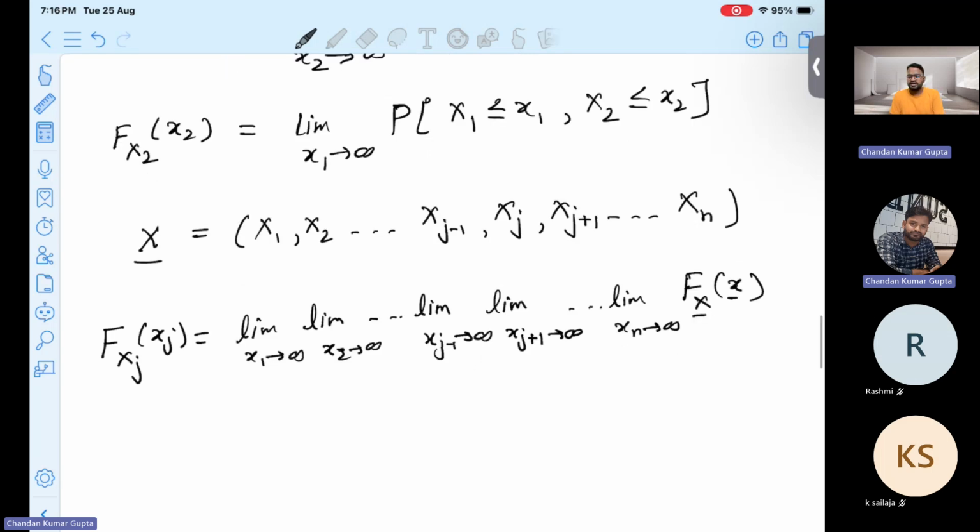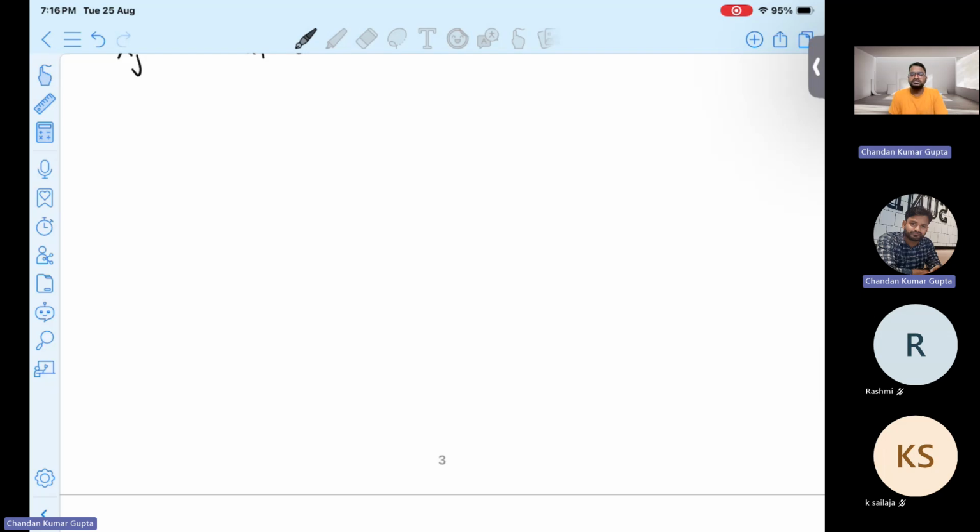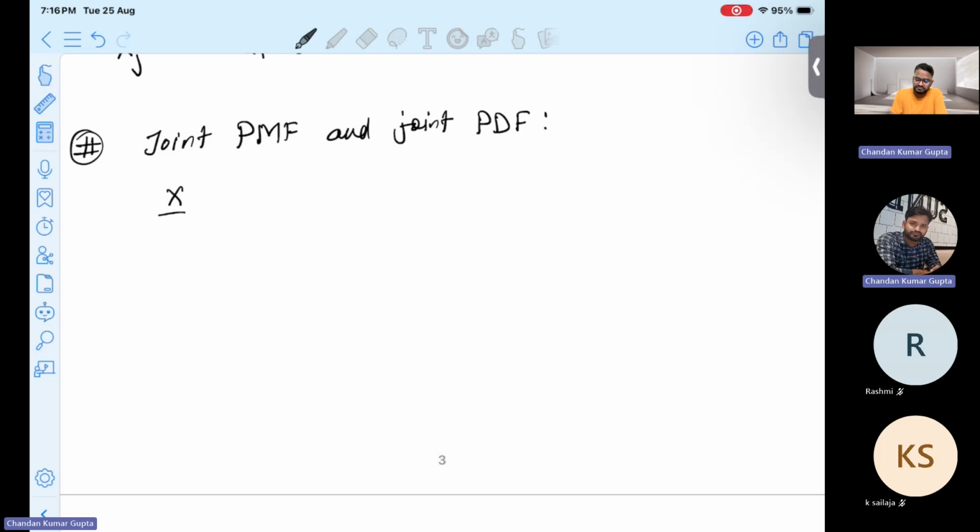In the same manner, we can calculate the PDF. This is the CDF actually. So in the same manner, we can calculate the PDF and PMF, the joint PDF and joint PMF. Okay. So joint probability mass function and joint probability density function. Okay. Suppose again we have a random vector having two random variables x1 and x2, and suppose it follows.